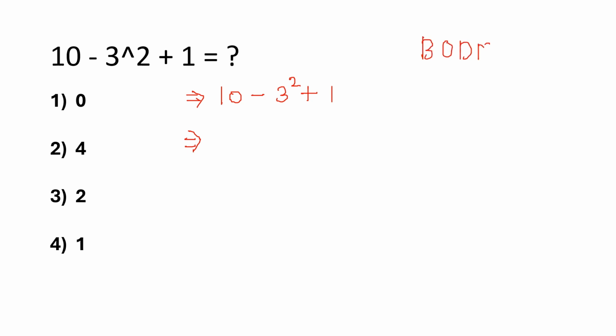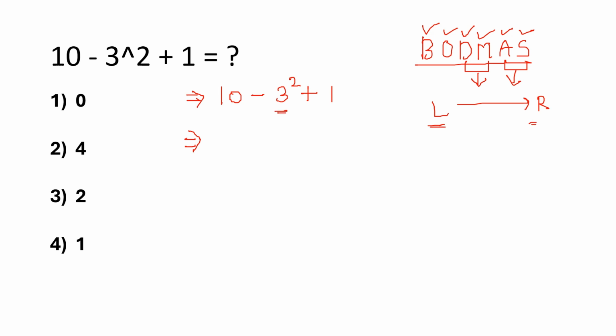Here, this type of expression is solved using the BODMAS rule. In the BODMAS rule, B stands for bracket, O for order, D for division, M for multiplication, A for addition, and S for subtraction. Here, division and multiplication are both at the same level, and addition and subtraction are both at the same level. We have to follow a left to right approach to solve these expressions. We have to see which one is at left and which one is at right.